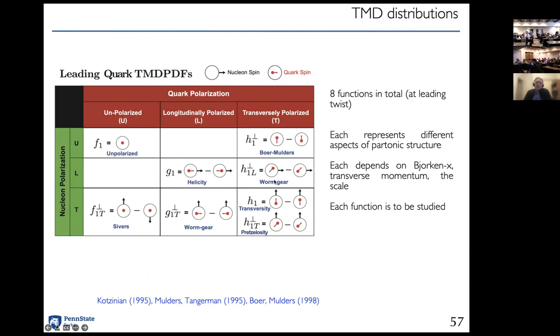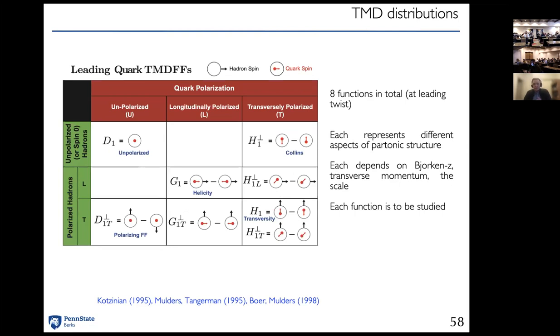And so we can put those functions now in tables, and this is the table from our book. So we can place them as a function of, say, polarization of the quark and the nucleon polarization. So now they will occupy all these possible slots here. So at leading twist, there are 8 functions. Each would represent a very different aspect of partonic structure and partonic dynamics. I'll talk more about examples of those functions in my next lecture. Each depends on Bjorken x, transverse momentum, the scale, and each function is to be studied experimentally.